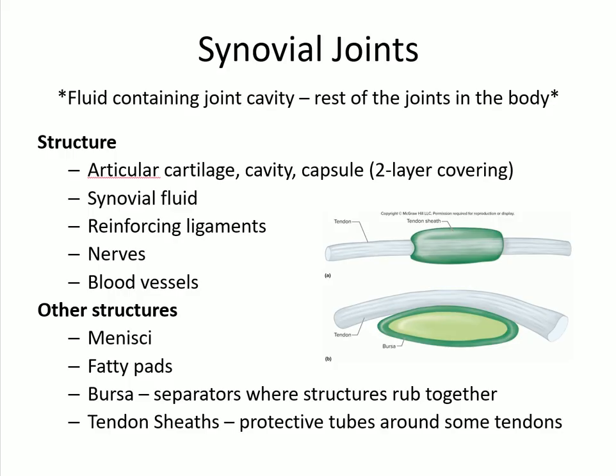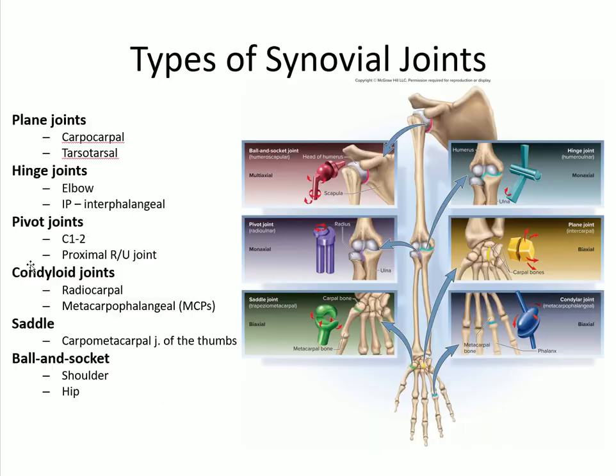And then we have tendon sheaths. So tendon sheaths are protective tubes around some tendons, like around the fingers, for example. I don't know if you guys have ever heard of trigger finger, but that is when a finger has been bent and can't straighten back out. So that's actually caused by a knot in the tendon that won't allow that finger to straighten back out. And tendon sheaths are protective tubes around some of those tendons.